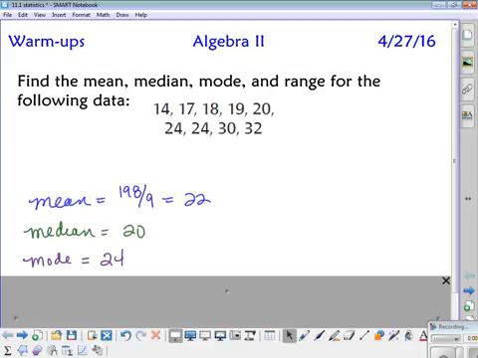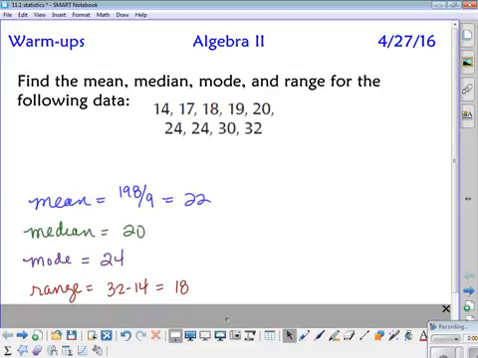And then to find the range? Take the highest, subtract the lowest. Okay, so 32 minus 14, so 18. Okay, we did okay on that? Awesome.